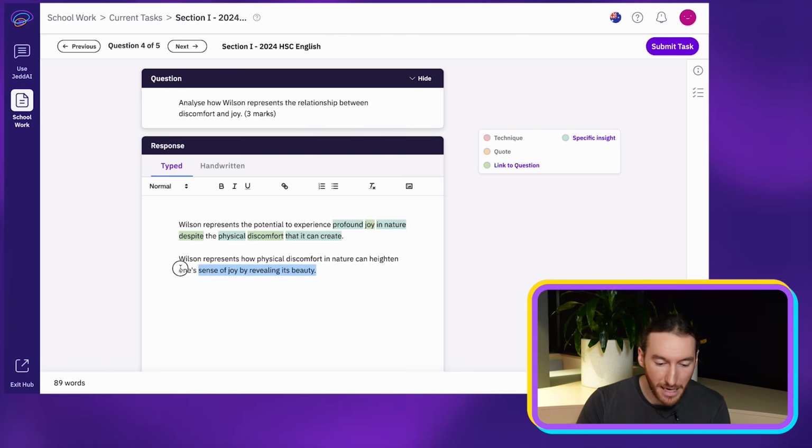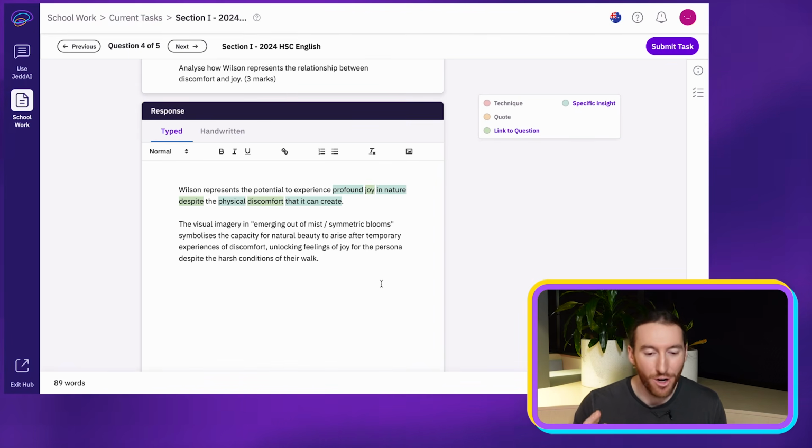So there are 2 examples. Let's get rid of that one. Now let's just do those 2 pieces of analysis. All right, for our first sentence of analysis, we can get straight into the technique here. So the visual imagery in "emerging out of mist," because it's talking about mist, it's visual, "symmetric blooms," right? So we've got these symmetric blooms. There's a symmetry there. There's a beauty to it. There's a perfection to it. The visual imagery is the technique.